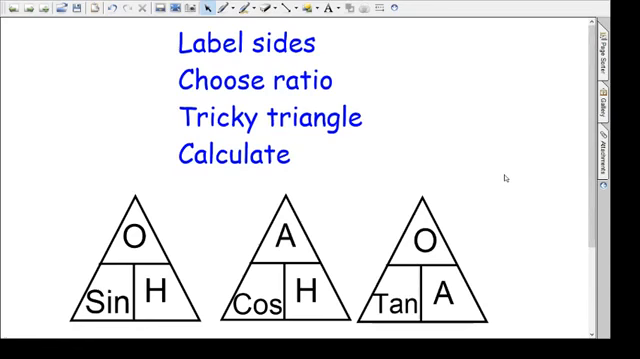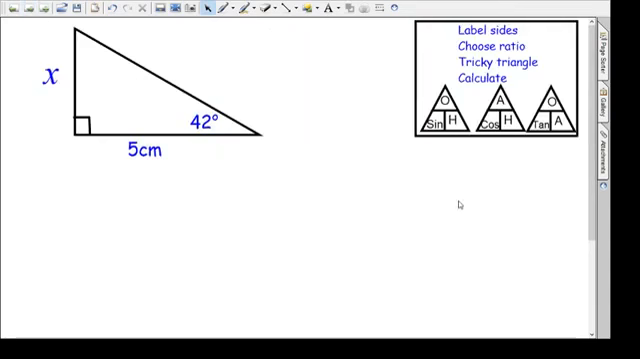Okay, so let's apply the 4 steps to success to some problems. The first job in a trig problem, I suppose, is to decide that it is trig as opposed to Pythagoras or finding the area of a triangle or something like that. So we won't talk about that today. At this point we have already decided this is a trig problem. We're trying to find that side x. We're given one side and we're given one angle. So that is a typical trig problem.